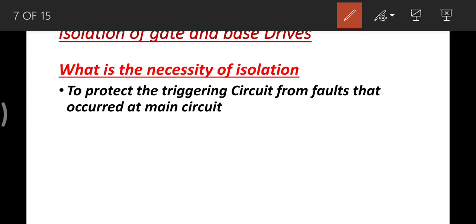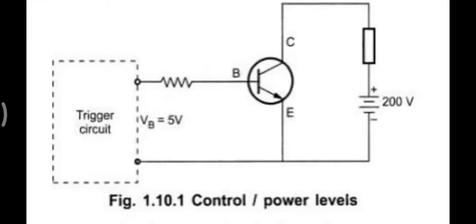If you see this, there are many faults that occur on the load side or inside the circuit. Because of these faults, our triggering or pulse circuit may get damaged. That's why we have to isolate the triggering circuit. So for example, let's see here.